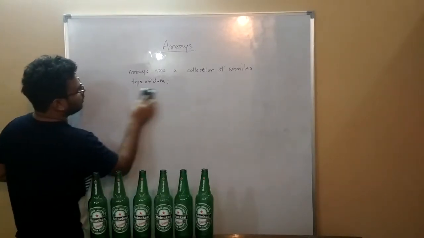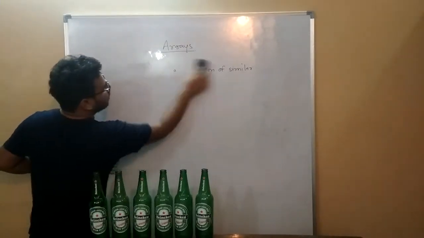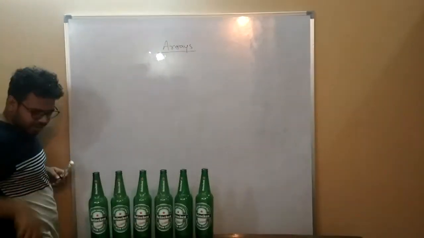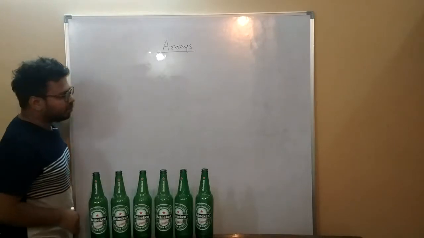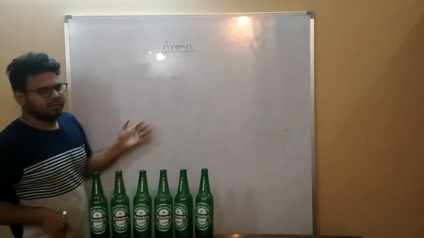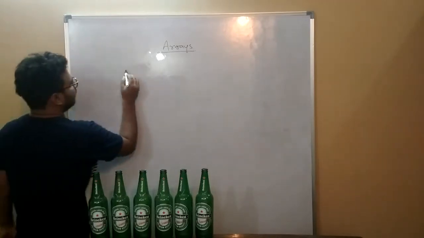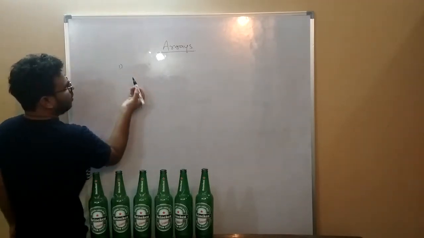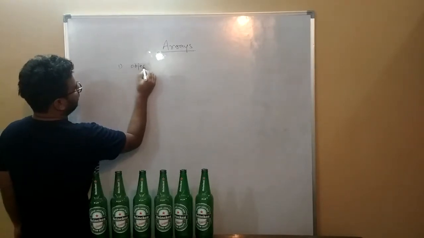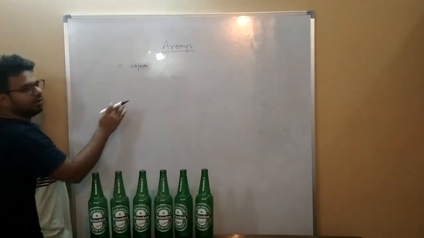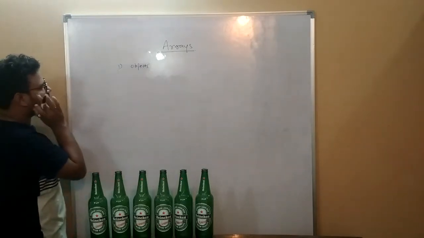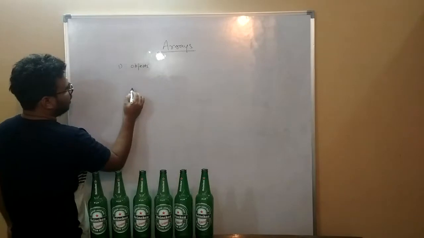Okay. Now let's start with the declaration and definition of arrays in Java. So basically, arrays in Java are objects. That is a point to be noted, that arrays in Java are objects. How are arrays objects? Let's see by definition.